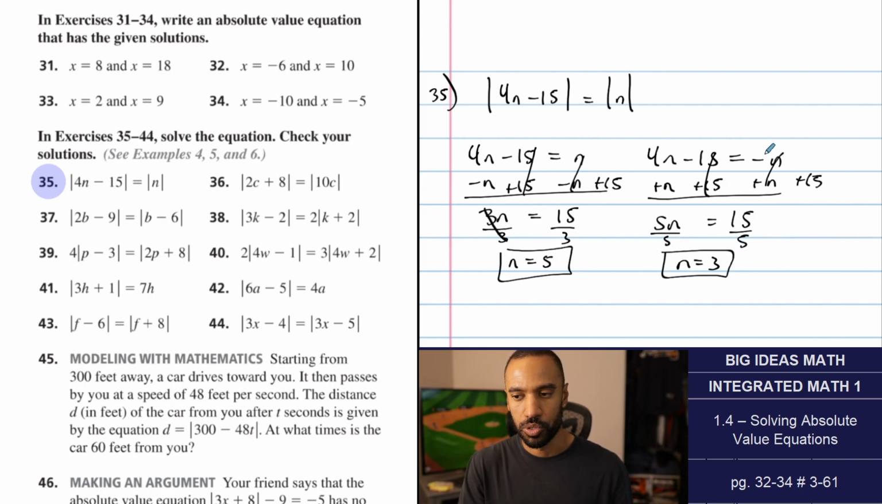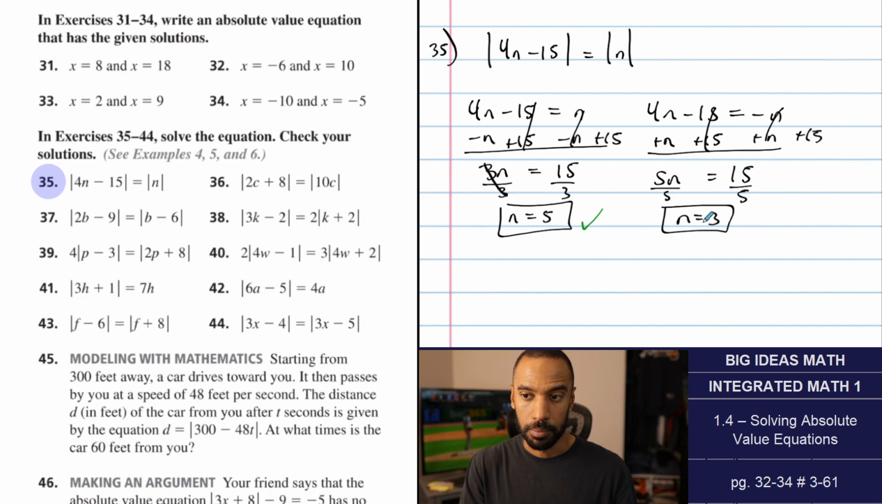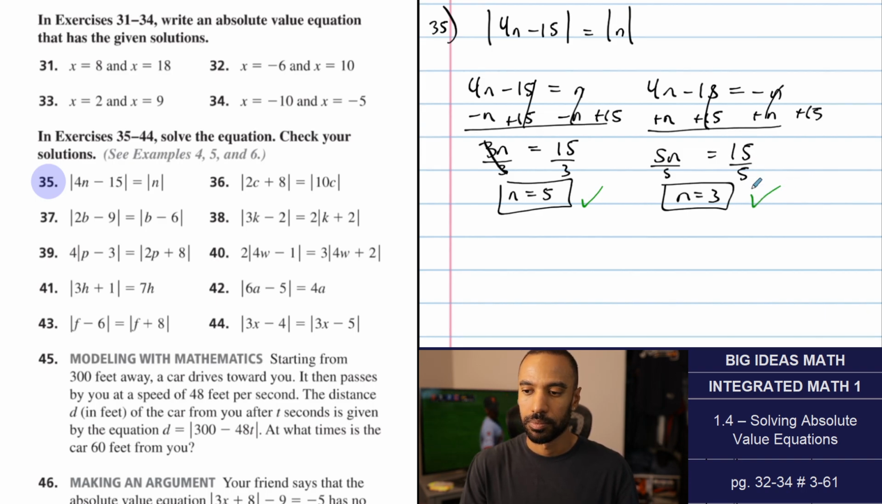They said check both solutions. 4 times 5 is 20, minus 15 is 5. Absolute value of 5 is 5. This one checks out. I'm doing this mentally. Hope you know that. 4 times 3 is 12, minus 15 is negative 3. Absolute value of negative 3 is 3, and absolute value of 3 is 3. So 3 checks out as well.